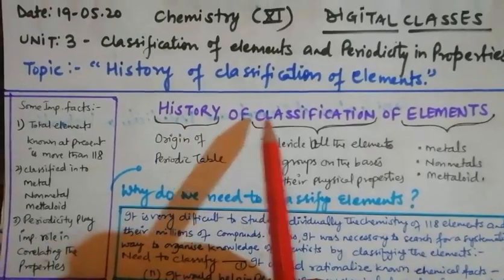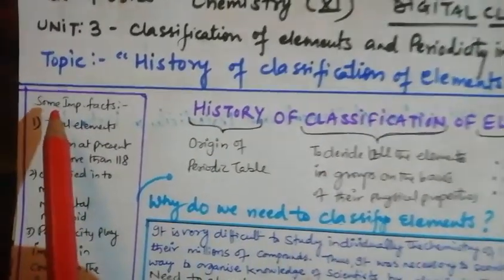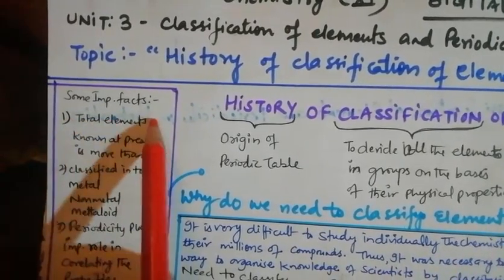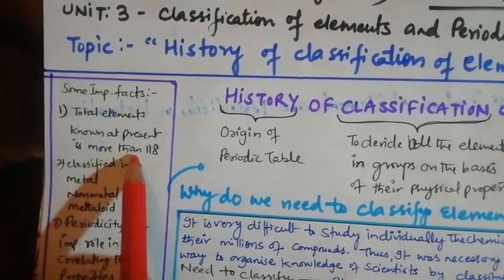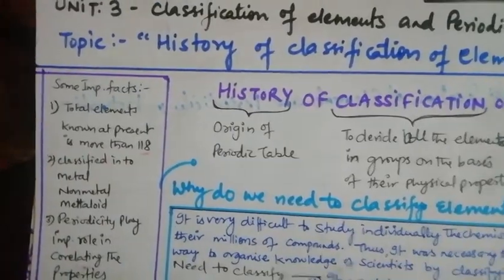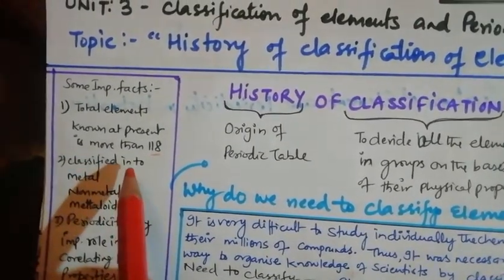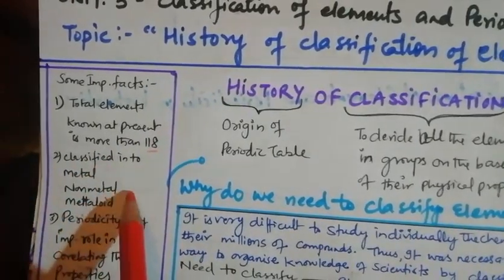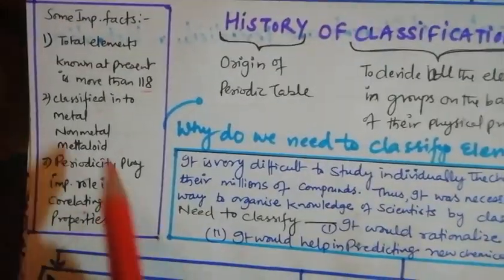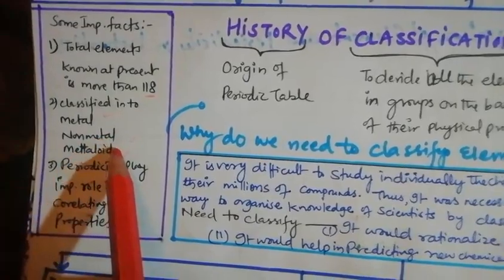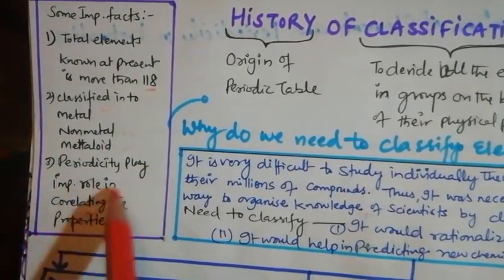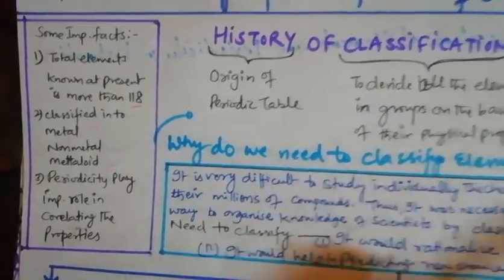Before starting the history of classification of elements, let's discuss some important facts. Dear students, as you know, the total number of elements known at present is more than 118, which you have studied in 10th class. Those 118 elements are classified into metals, non-metals and metalloids, in which most are metals and very few are non-metals and metalloids. And periodicity plays a very important role in correlating the properties, which we will discuss today.